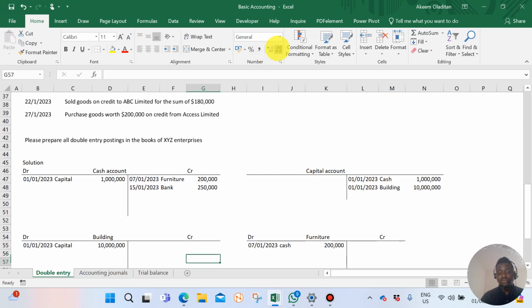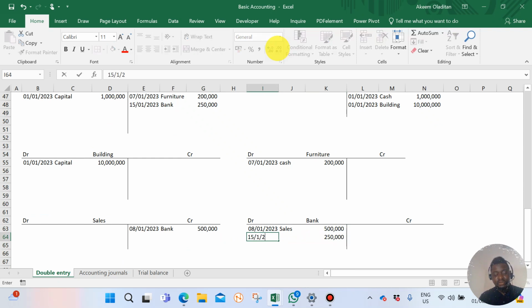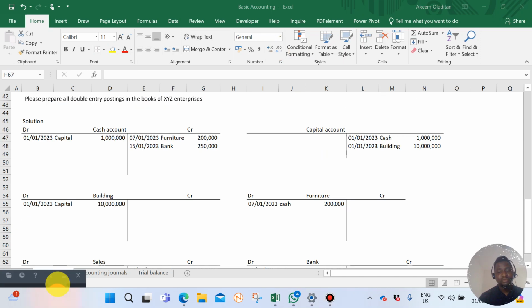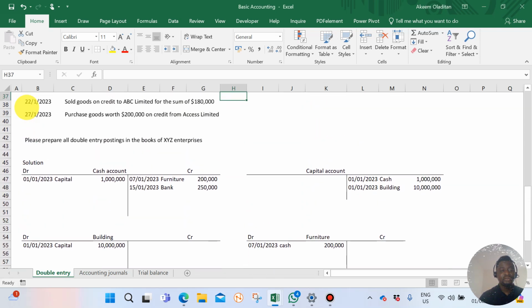So the next one is to now do the entry. Where did the money go to? 250,000 into this account. Where did it come from? And the date is 15th January 23. It came from cash. So you debit value in. And now we need to look at the next question. I think it's on 22nd of January.